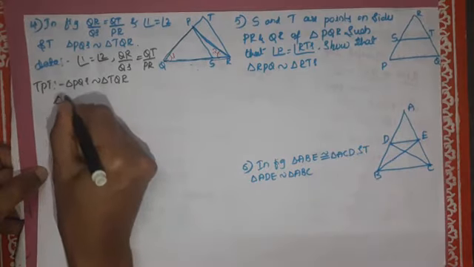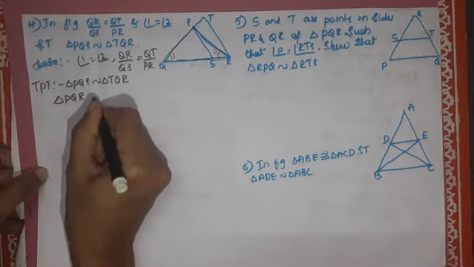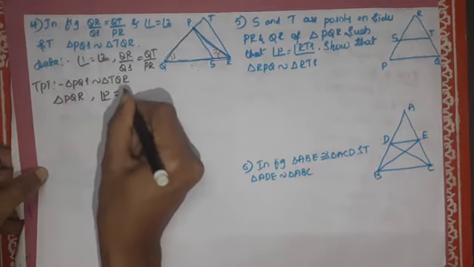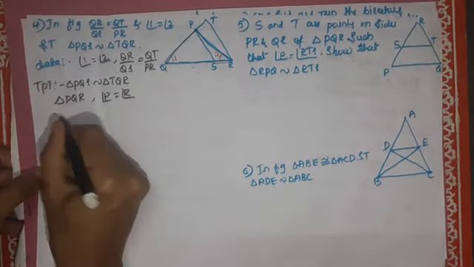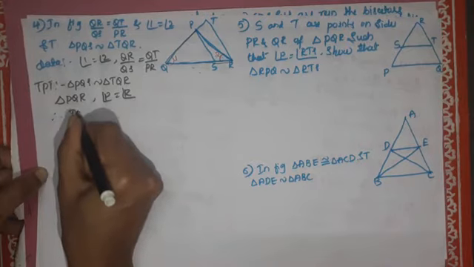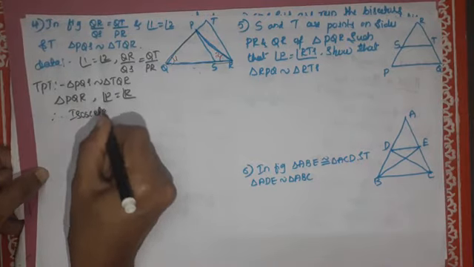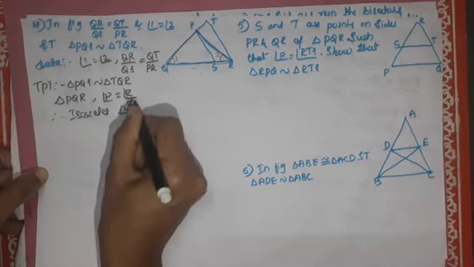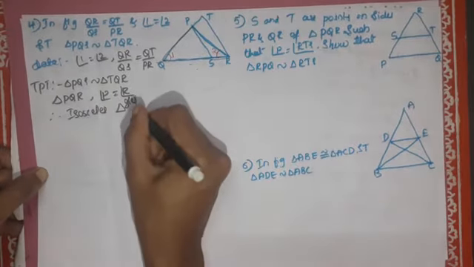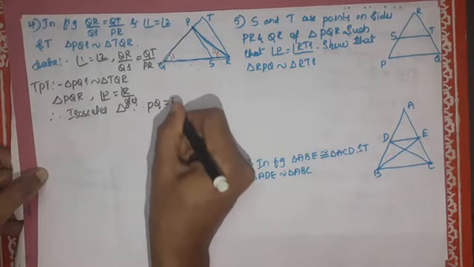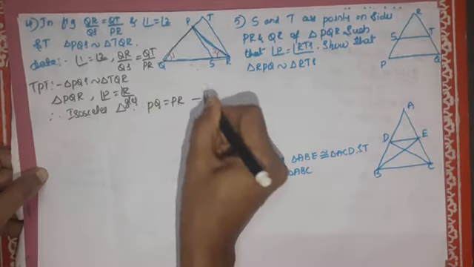In triangle PQR, angle P equals angle R, which means it is an isosceles triangle. So that's why the two sides are equal, that is PQ equals PR. Therefore PQ equals PR. Call this equation number 1.